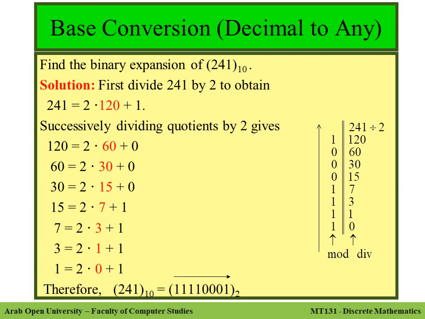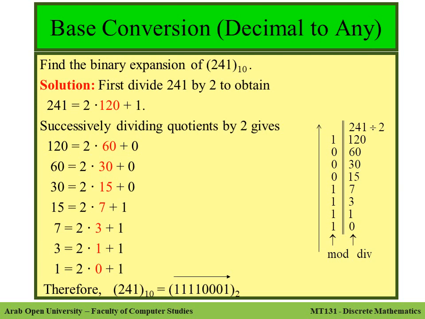Take the quotient now, 120, and divide again by 2. You get 60 and the remainder is 0. And that's your second digit in the binary notation. 60 is equal to 2 times 30, and the remainder is also 0. So this is your third digit in the representation. 30 is equal to 2 times 15. The remainder is 0, so this is the third 0, or the fourth digit.